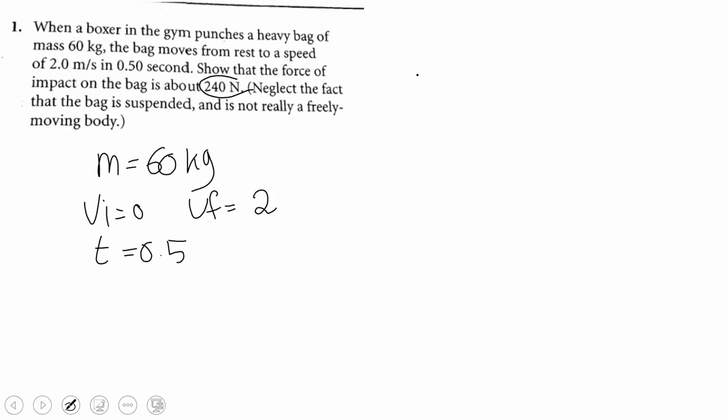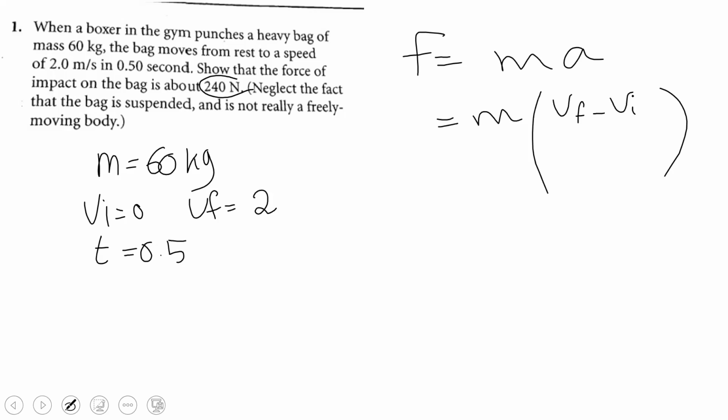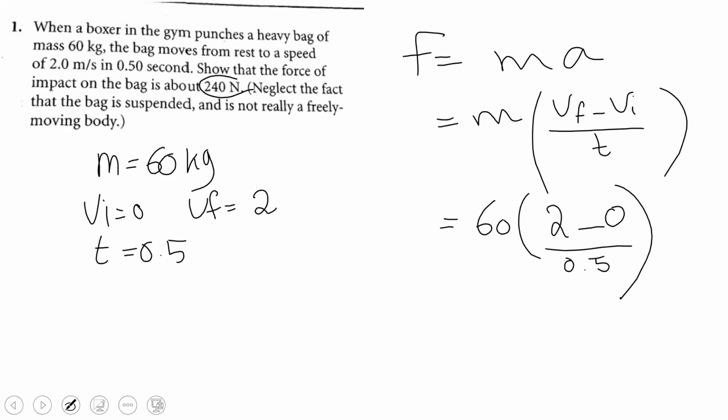As you said before, the force is M times A. What is the acceleration here? I need to find it. V final minus V initial over time. What is the mass here? 60. V final 2 minus 0, over 0.5. 2 over half is 4, times 60. It is 240 Newton.